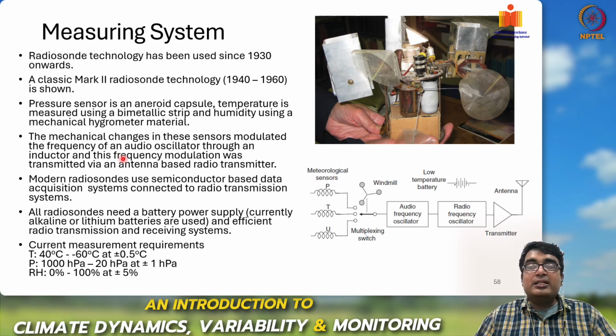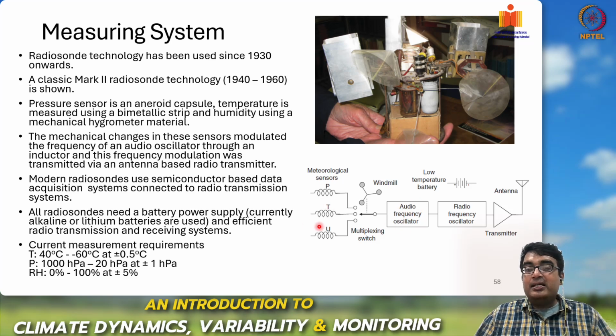And this frequency modulation is transmitted to an antenna based radio transmitter. So here you can see how the system works. You have the various meteorological sensors: pressure, temperature, humidity, etc. There may be a multiplexing switch, which can quickly switch from one sensor to another. And here you have the audio frequency oscillator.